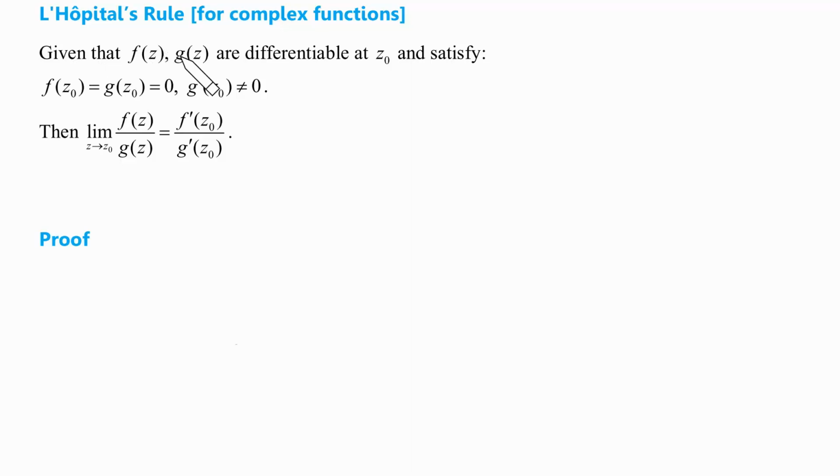If we're given f and g complex functions that are differentiable at the point z0, and they satisfy that f and g are both 0 at z0, and an additional condition that g prime is not 0 at z0, then the limit as z goes to z0 of f of z over g of z, which if you just substitute would be 0 over 0, is actually equal to the derivative of the numerator at z0 over the derivative of the denominator at z0.